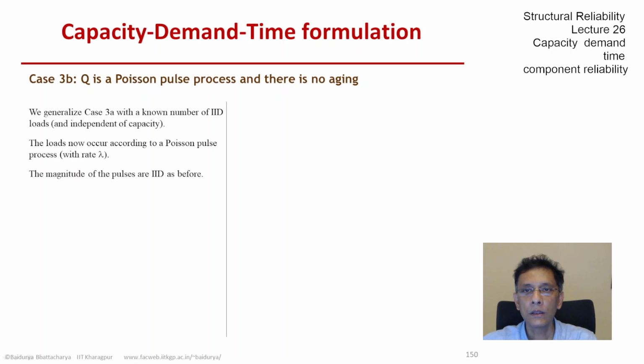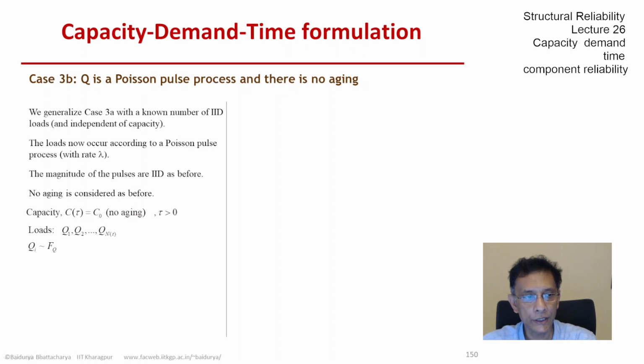As before, the magnitudes of the pulses are IID and they are independent of the capacity. The capacity still is considered not to degrade with time. We are going to relax that assumption next in this lecture. But so far, at this point, C of tau is a random variable C0, so there is no aging. And the loads are Q1, Q2 all the way up to QNt, and each of the Qs has the same distribution, Fq, and they are mutually independent.